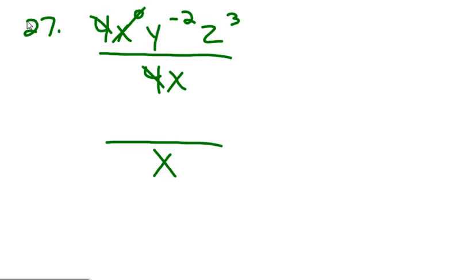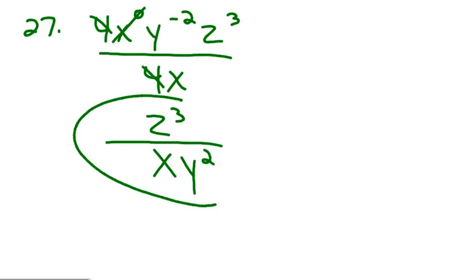Up top, I have y to the negative 2. Negative exponent rule, we're going to flip that to the bottom to make it positive. Y squared. Z to the third, it's the only z. It's already positive exponent. We just leave it alone. Standard procedure in math is that you write the variables in alphabetical order. So on the bottom, you would write xy squared, not y squared x. Although if you wrote it that way, it wouldn't be wrong.